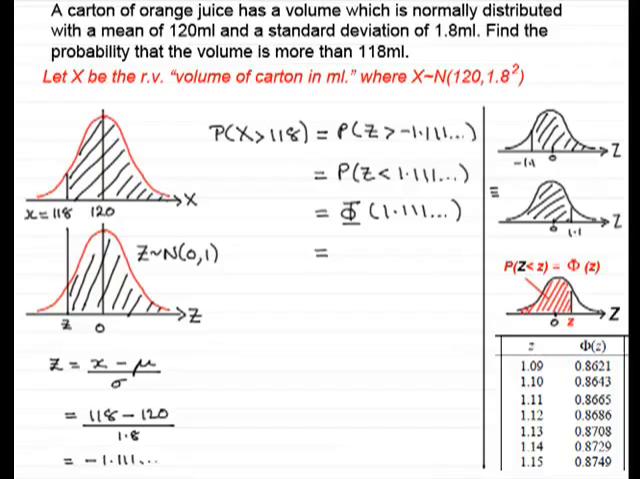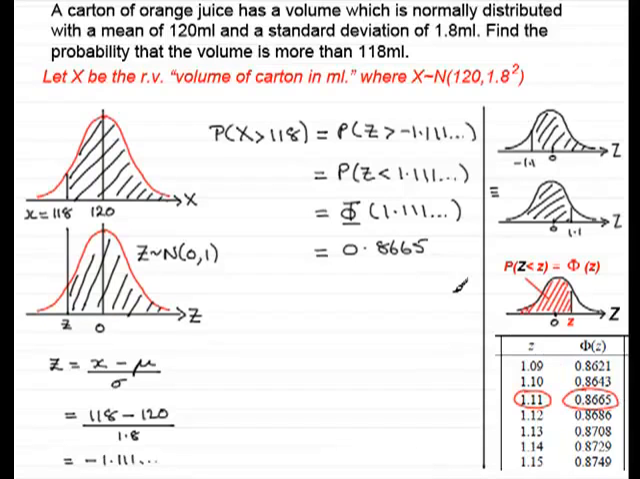All we need to do is look up the z value of 1.111. Here are the z values, but unfortunately these tables are a bit restricted. We've got 1.11 here and 1.12 here. So we take the value that's closest to 1.111, and that would be this one here, 1.11. The corresponding phi of z value is here, 0.8665. So the answer then is 0.8665.